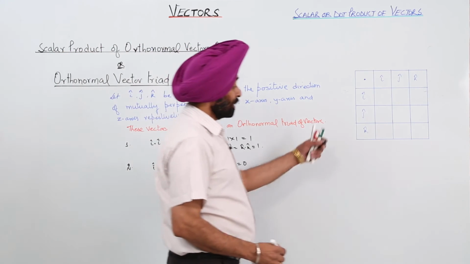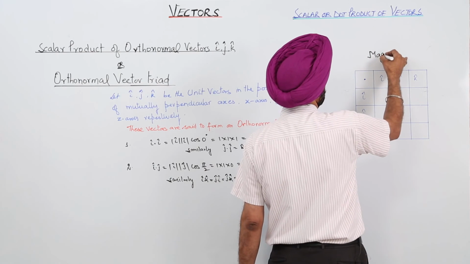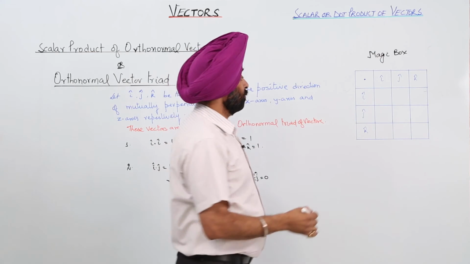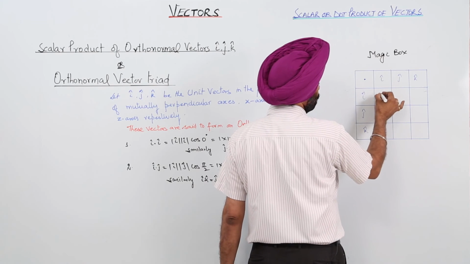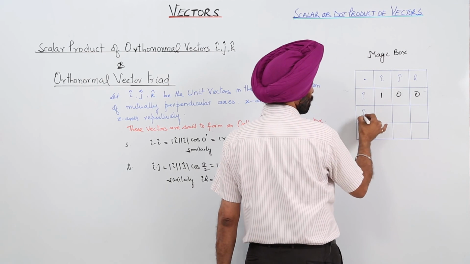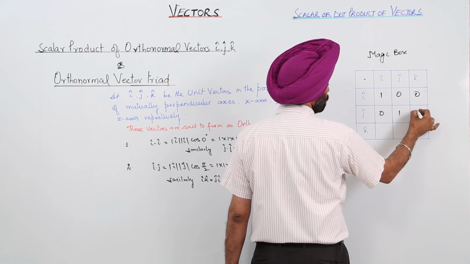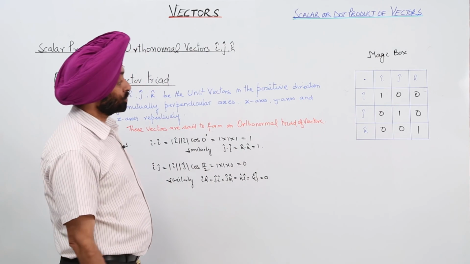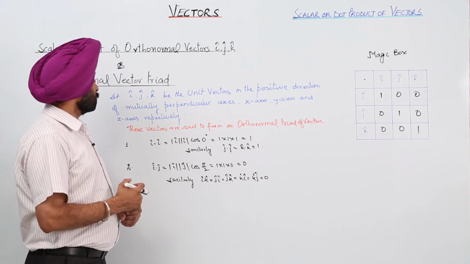Okay. So now here I have made a box. Let's name it as a magic box. Is it okay? So now, i cap dot i cap is 1, i cap dot j cap 0, i cap dot k cap 0, j cap dot i cap 0, j cap dot j cap 1, again 0, 0, 0, 1. So this is the magic box to learn in a very easy way. Okay, so this was all about the orthonormal vector.